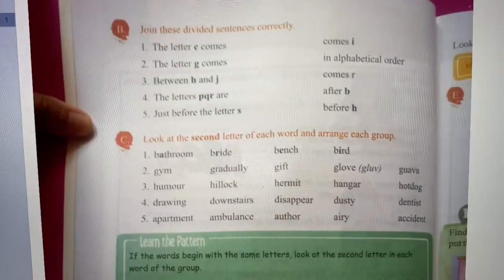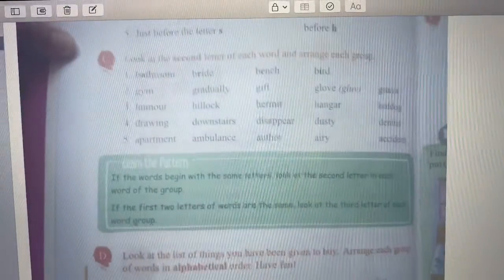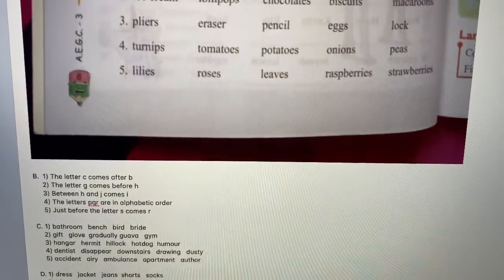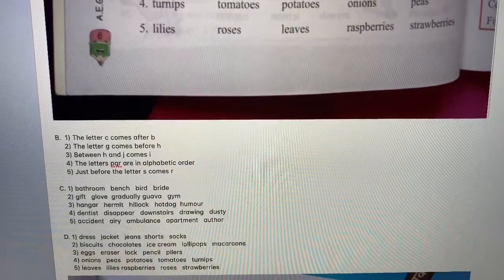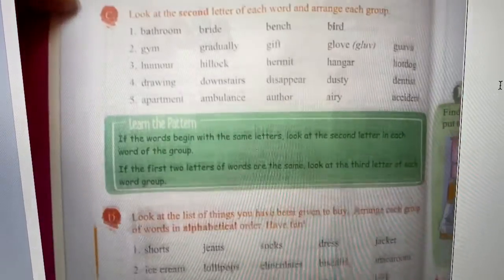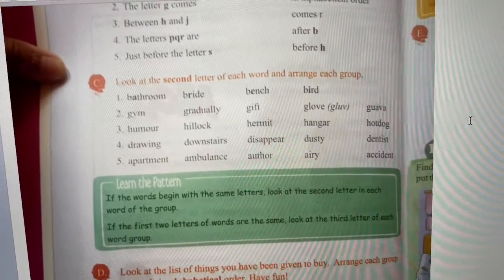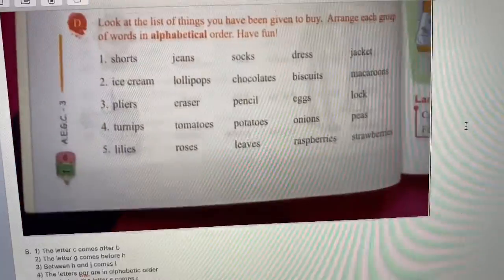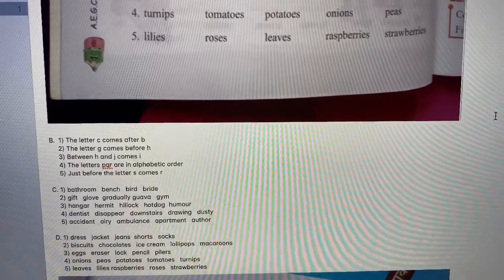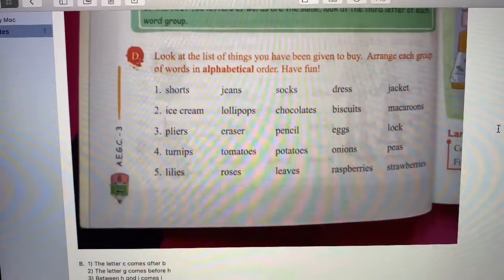Fourth one says drawing, downstairs, disappear, dusty, and dentist. Once you put these in order, it's going to be dentist, disappear, downstairs, drawing, and dusty. The last line says apartment, ambulance, author, airy, and accident. So the answer to that is going to be accident, airy, ambulance, apartment, and author.